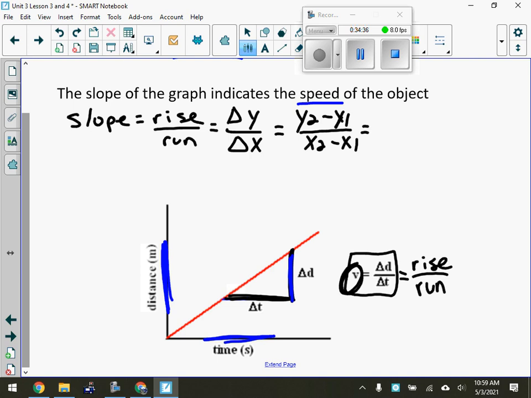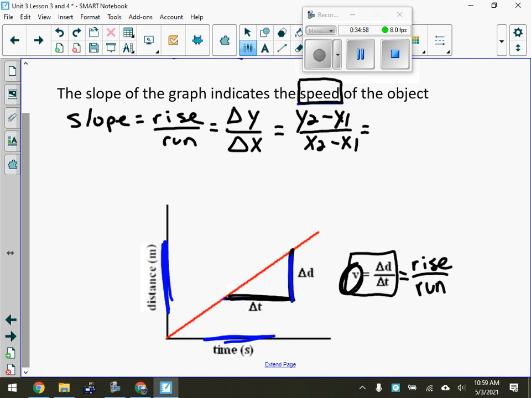In fact, it'd be the average speed here. So the slope of the graph indicates the speed of the object. Does that make sense? Are there any questions here? Rise over the run.